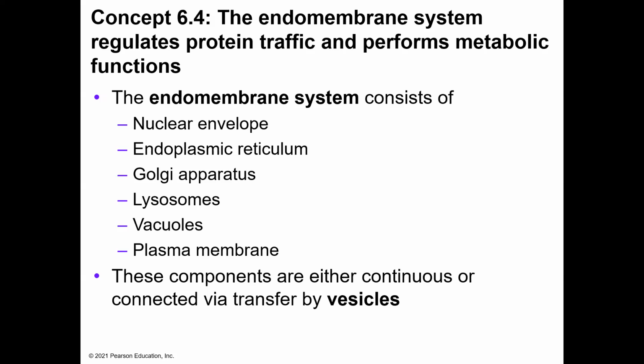So the endomembrane system consists of the nuclear envelope, the double membrane system that surrounds the nucleus, the endoplasmic reticulum, which contains both the smooth and rough ER. And then there's the Golgi apparatus, lysosomes, vacuoles, and then the plasma membrane itself. These components are either continuous or connected via transfer by vesicles.